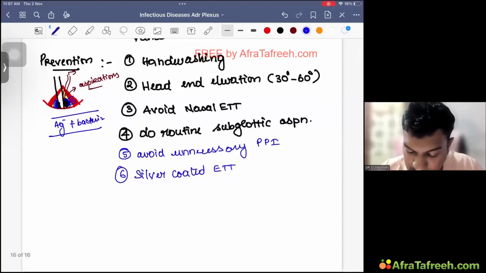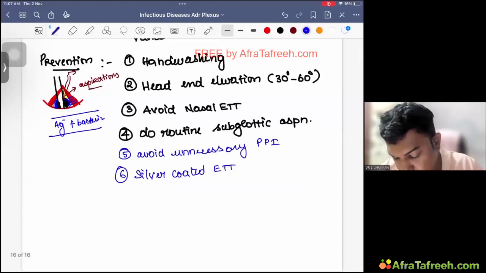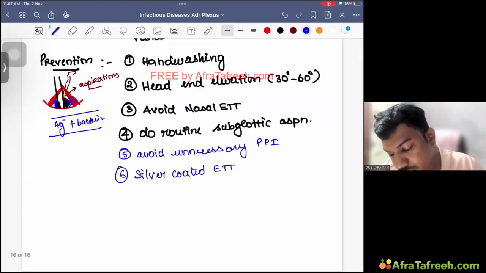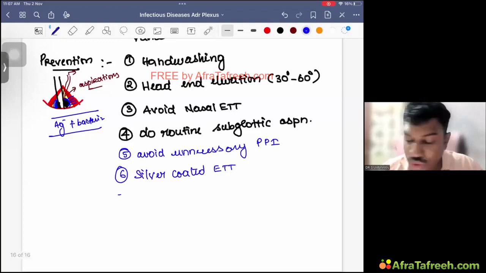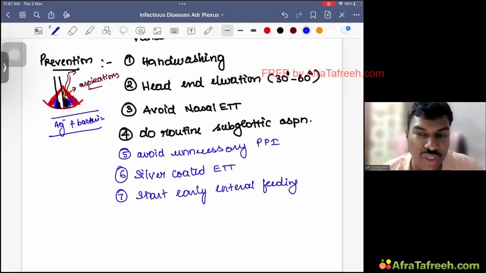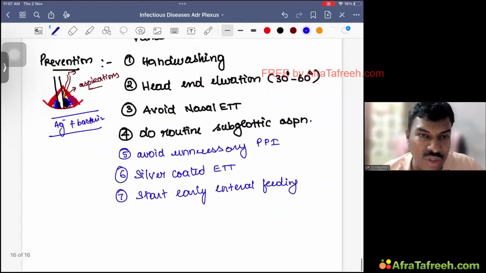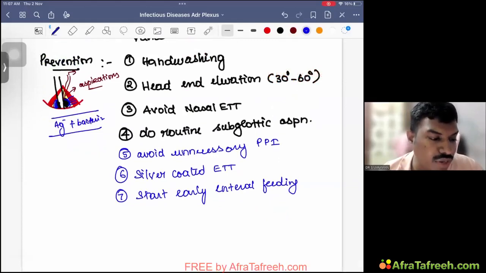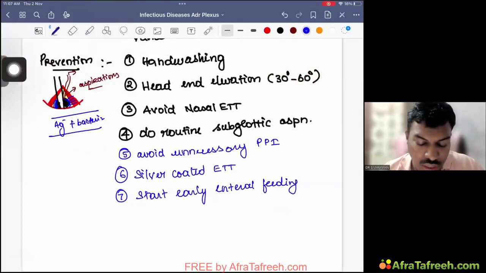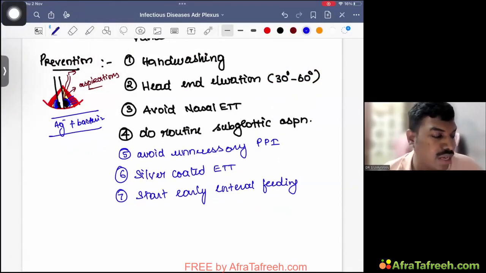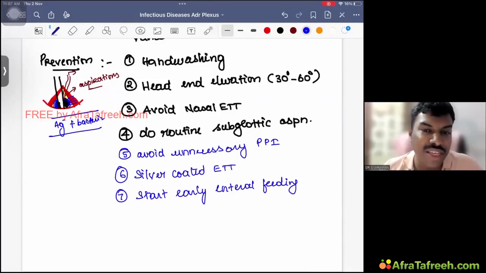Then start early enteral feeding. So these are a few steps which you have to take to prevent ventilator associated pneumonia, and these steps might be life saving in the patient.